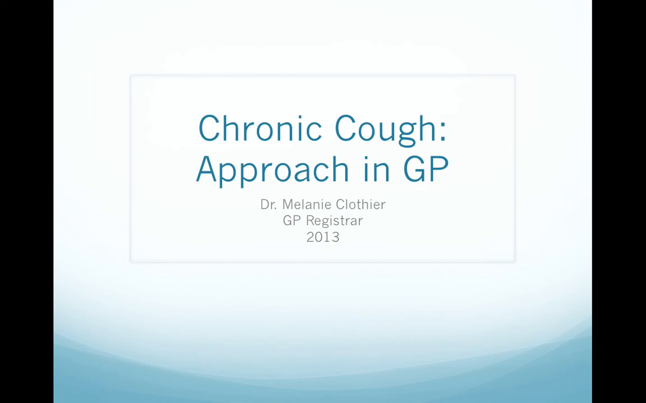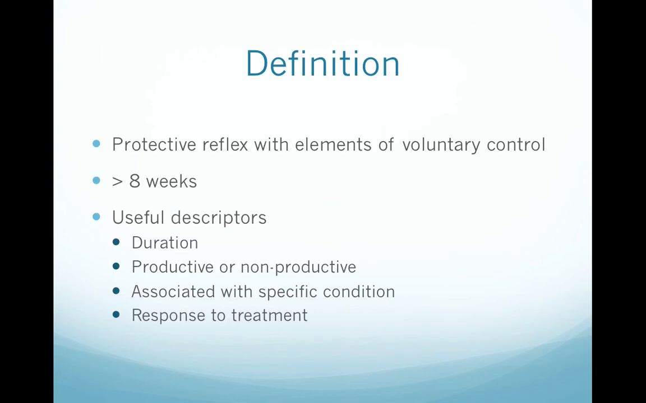Today I'm going to be talking about approach to the chronic cough in general practice. Chronic cough is one of the 5 most common symptoms presenting to family practice. It has a wide range of causes and most are minor and self-limiting, but as always the GP must consider serious causes. It's a protective reflex with elements of voluntary control and may in fact be psychogenic, and chronic cough refers to a cough that's been persisting for more than 8 weeks.